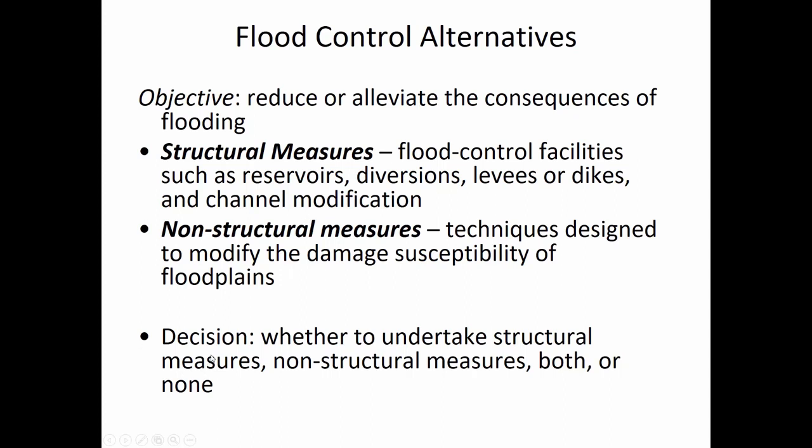So the decision that has to be made when you're trying to mitigate the effects of flooding is whether it makes economic sense to do one or both of these or either of them, because sometimes the cost of making the change is outweighed by the value of it, and so you should do that. But sometimes the cost of the structural measure isn't justified by the reduction in the risk.